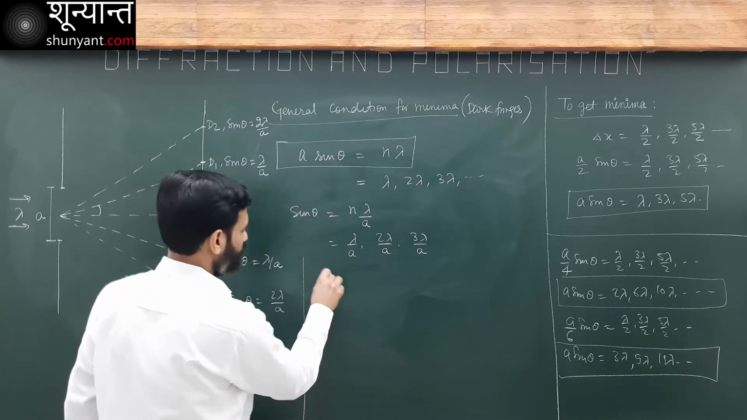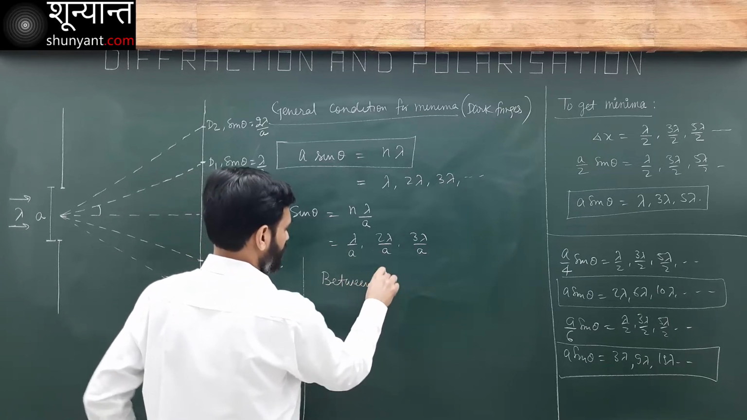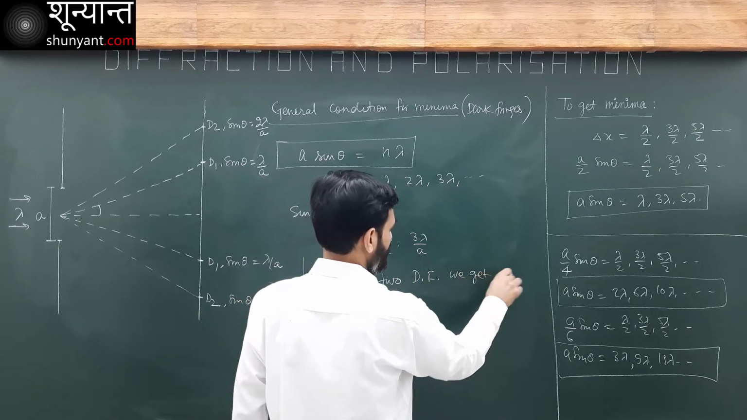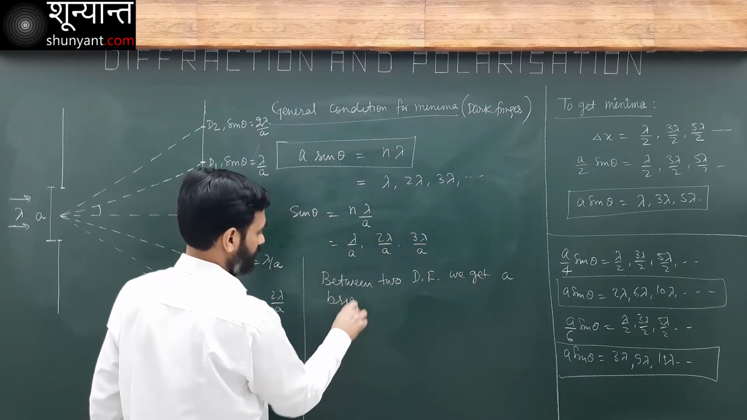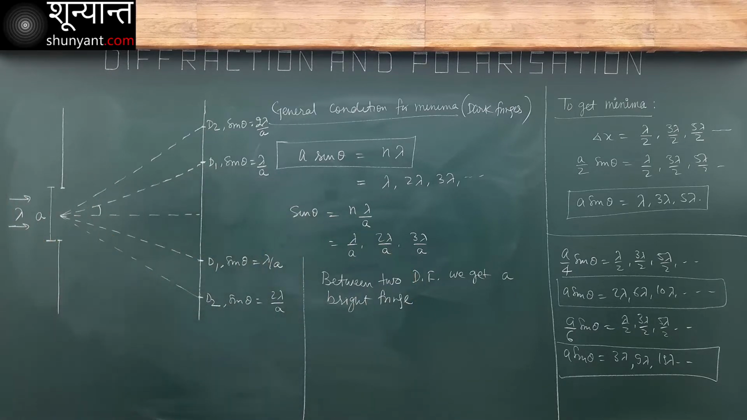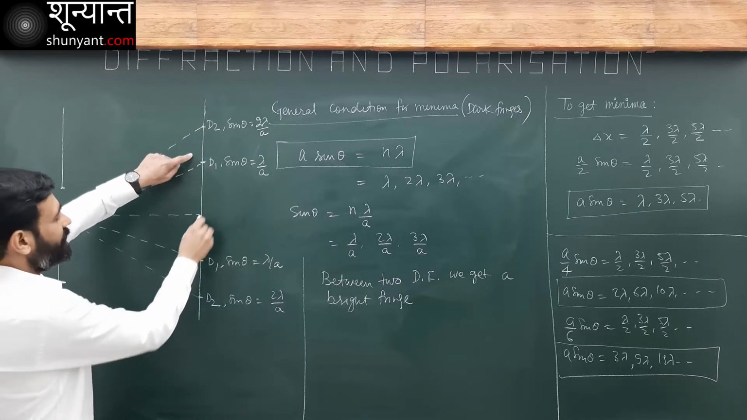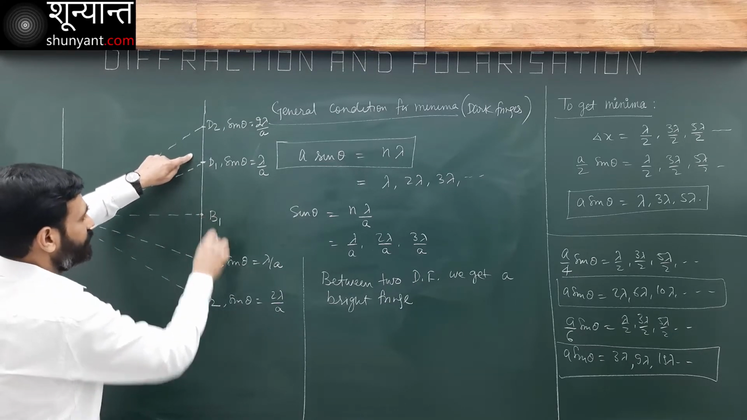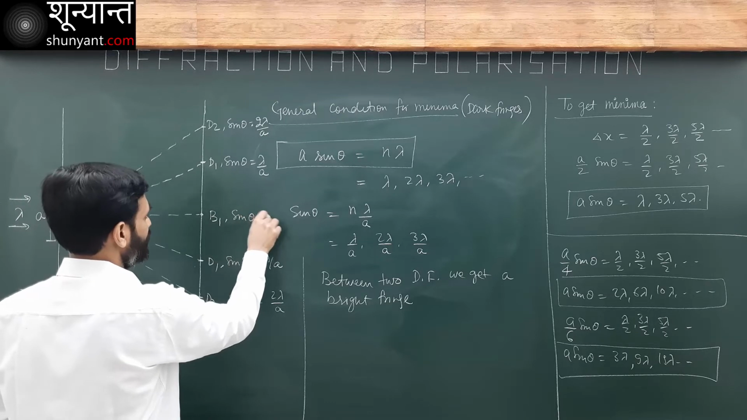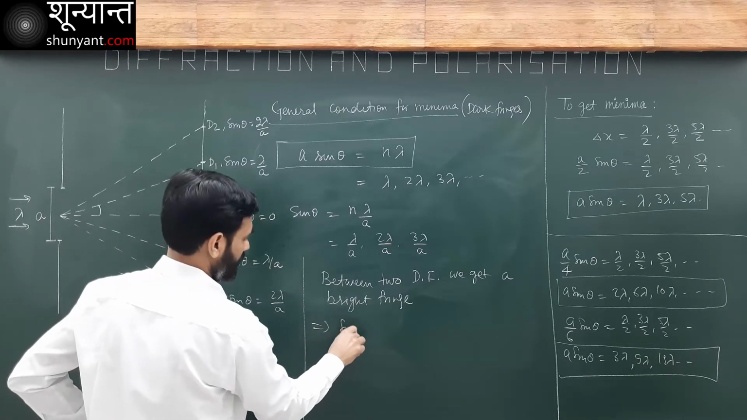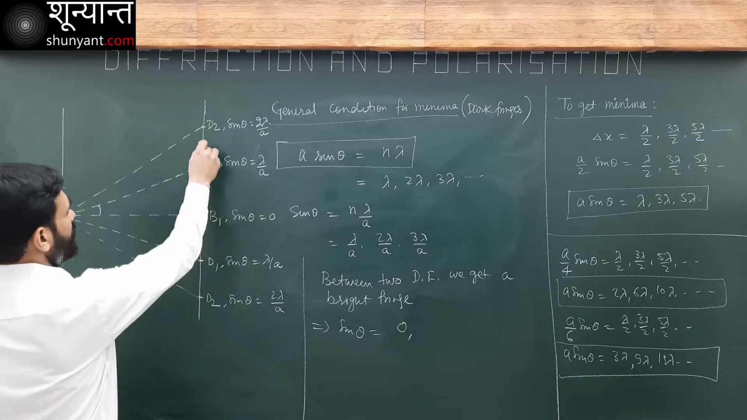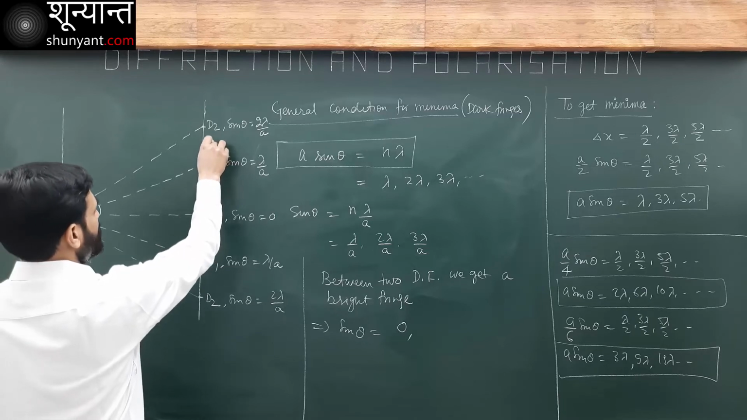Now, between two dark fringes, we get a bright fringe. Okay, so between two dark fringes, I get this bright fringe. I am calling it V1. This will be the central max. What will be sin theta here? Sin theta will be 0.